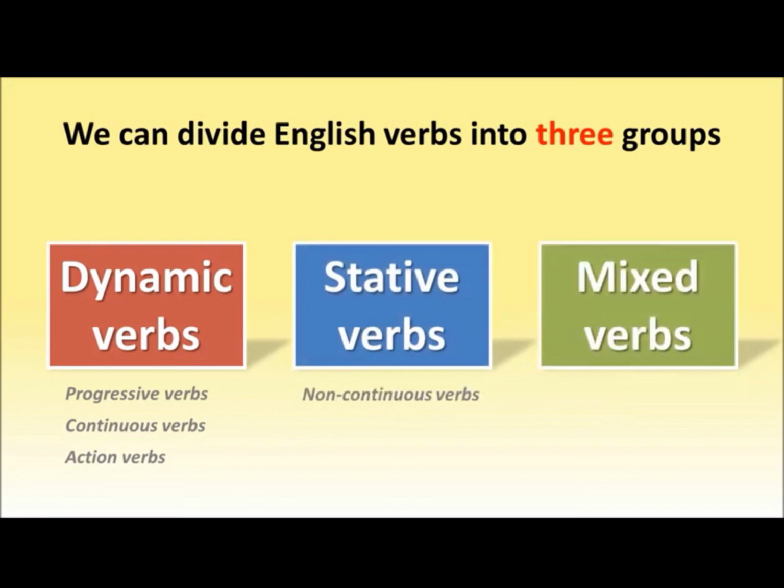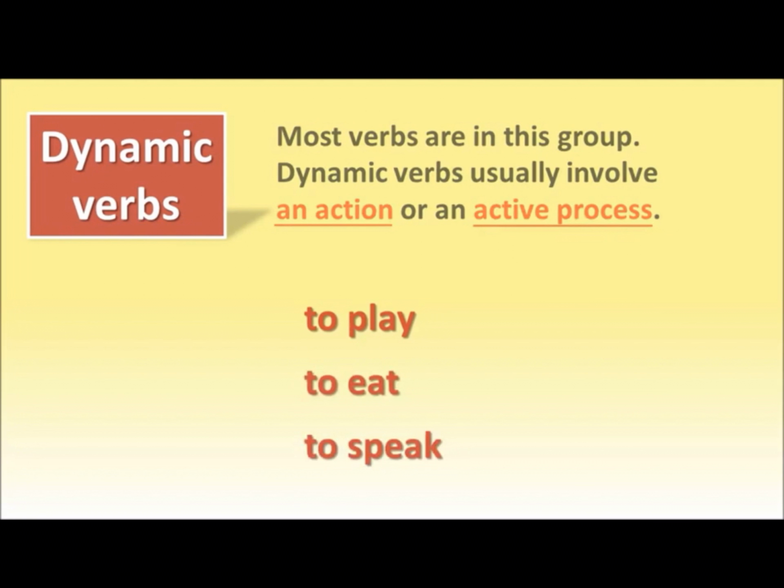So let's look at the dynamic first. Most verbs are in this group, so most English verbs are dynamic. Dynamic verbs usually involve an action or an active process, like I said. For example, to play, to eat, to speak. Okay, we can see all of these.